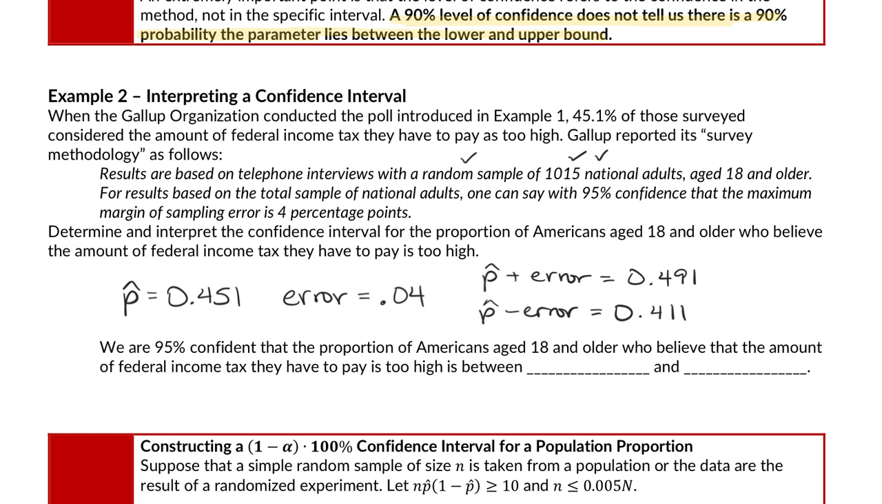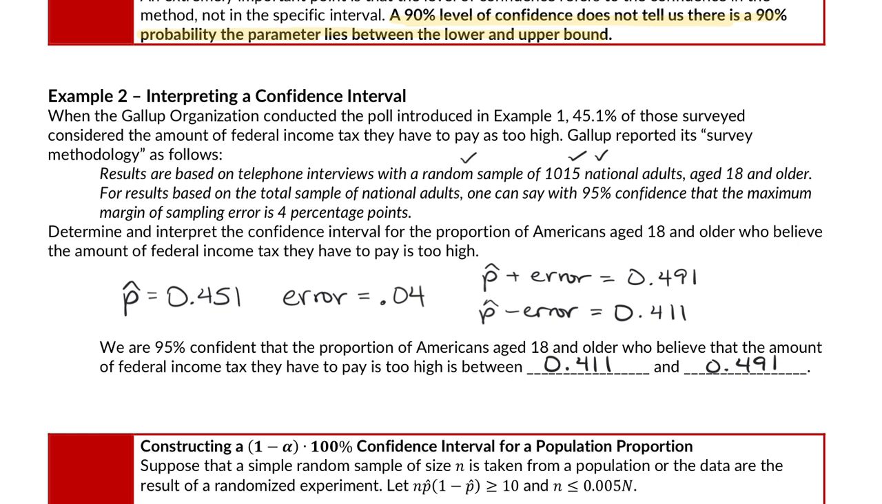So we are 95% confident. What? 0.051? You didn't have enough zeros in your number. We are 95% confident that the proportion of Americans aged 18 and older who believe that the amount of federal income tax they have to pay is too high would be between 0.411 and 0.491. So between 41 and 49%. Our number we actually got from our estimate was 45.1%. Now we have this range of numbers that allows us to be very confident that the actual number is between here, due to our methodology.